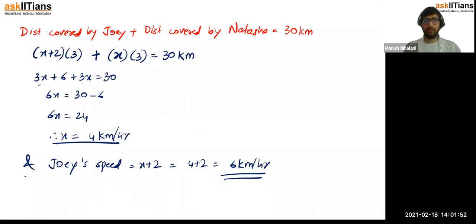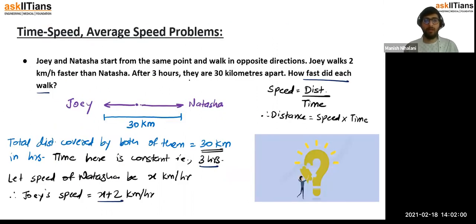So we had two different people, and their total distance was given. If you observe, the total distance was not directly given, it was given that they are 30 kilometers apart. Now 30 kilometers apart means you have to interpret that they have totally covered 30 kilometers, because they started from the same point A, moved in opposite directions, and are 30 kilometers apart, which you have to interpret as the total distance covered being 30 kilometers. Correct.